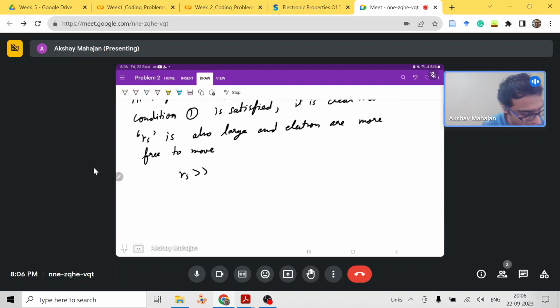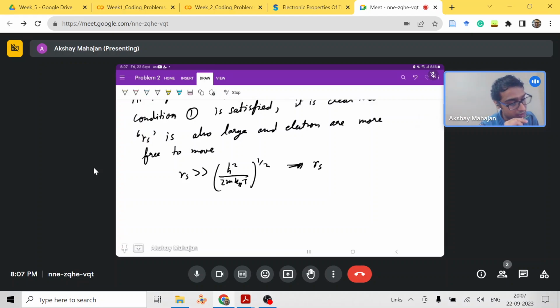Okay, so Rs will be large, and Rs is basically the volume of this conduction electron. So the conduction electron is now occupying a very large volume. They are more free to move. h square upon 2 m kBT to the power 3/2, which implies Rs is large, so the electrons are more free to move.